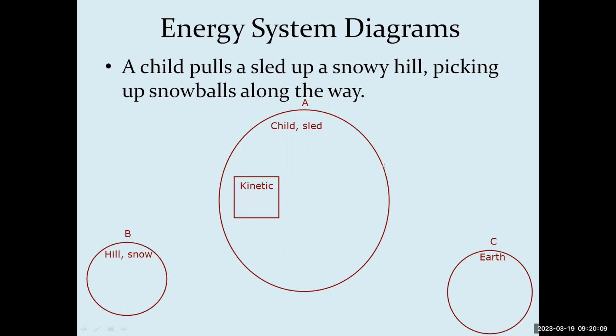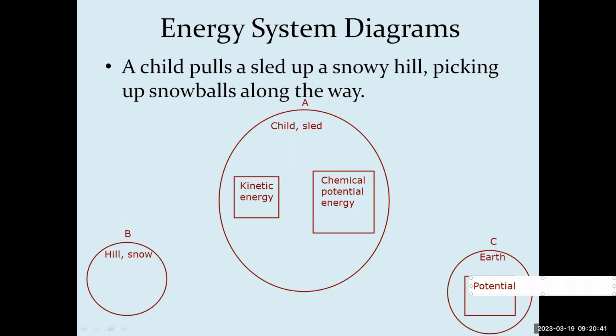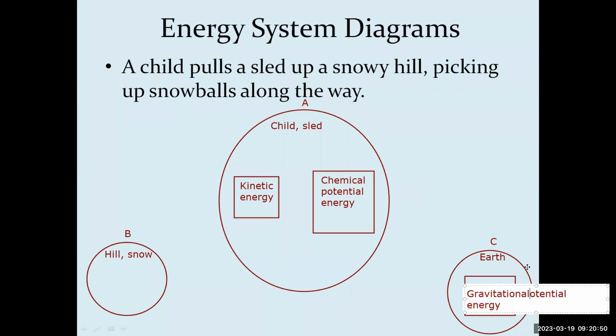I think that's probably fine for right now. I also probably have some internal chemical potential energy that the child has. So I'll add a box to represent that. This would be chemical potential energy for the child. Well, I should probably call this kinetic energy, not just kinetic. So I've got kinetic energy and some chemical potential energy. I also have a system over here, system C, which is the Earth. I think it might make sense to talk about some potential energy that the Earth has. That would probably be gravitational potential energy. In fact, let's go ahead and add that word here, gravitational potential energy.